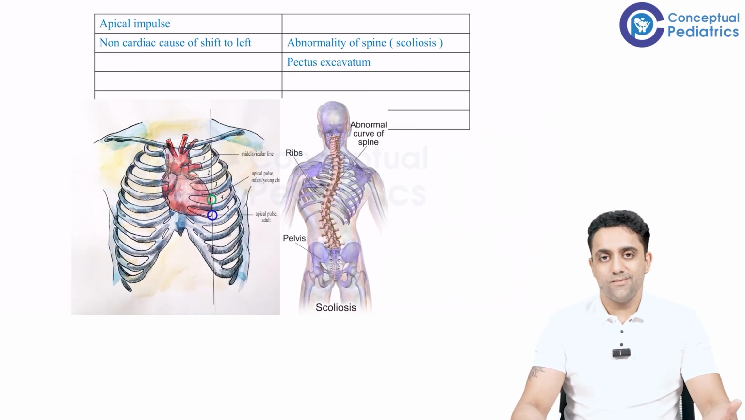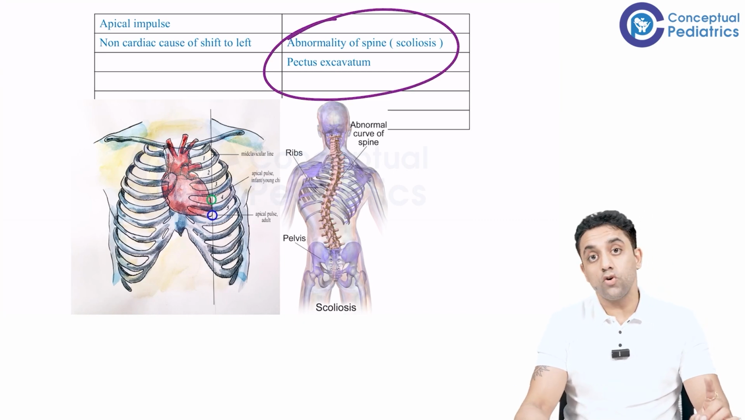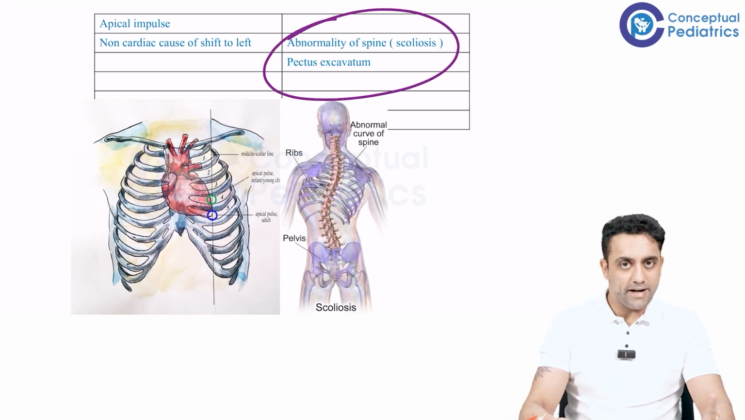Okay, so the non-cardiac causes of shifting of the apical impulse are: if the patient has a kyphoscoliosis, or if the patient has some chest deformity known as pectus excavatum. So these two very beautiful non-cardiac causes we have: kyphoscoliosis and pectus excavatum.